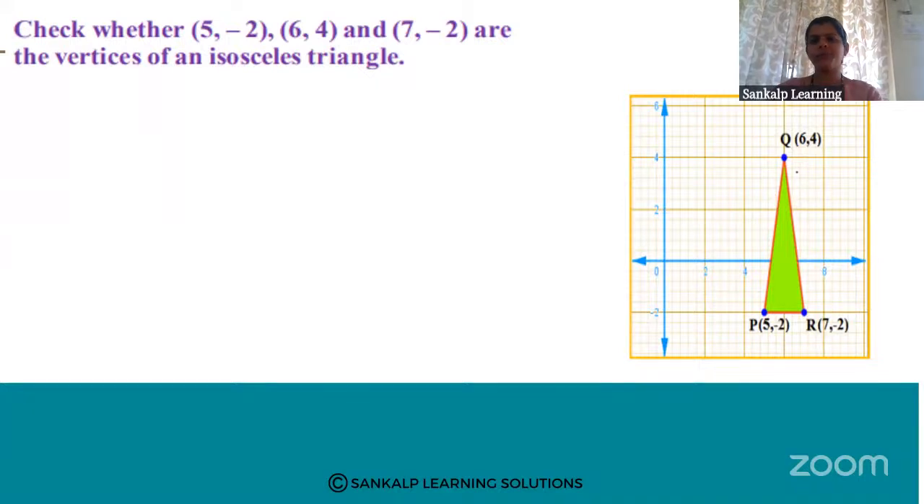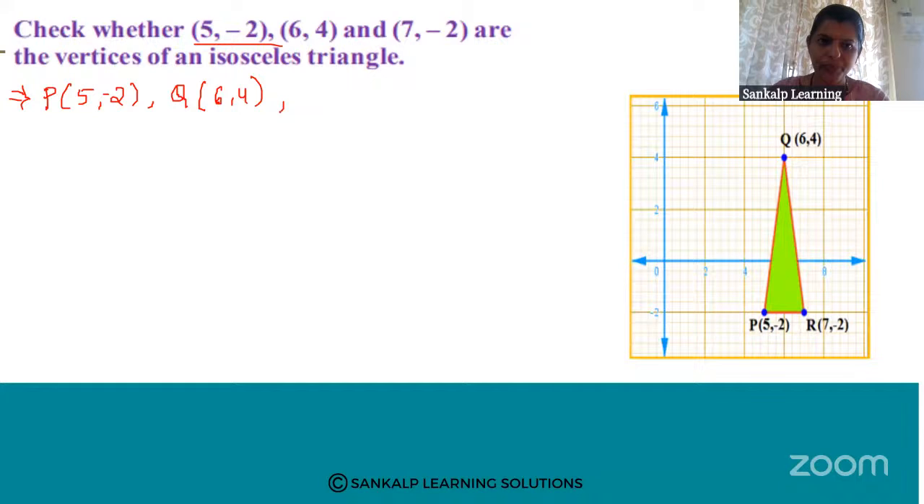So for that, PQ is equal to QR, then only it will be an isosceles triangle. So for that, first we need to check the distance between PQ, PR and QR. So this is the coordinate of P, 5 minus 2. And Q, that is 6, 4. And R, 7 minus 2. So these are the coordinates of P, Q and R. Now write down distance formula.